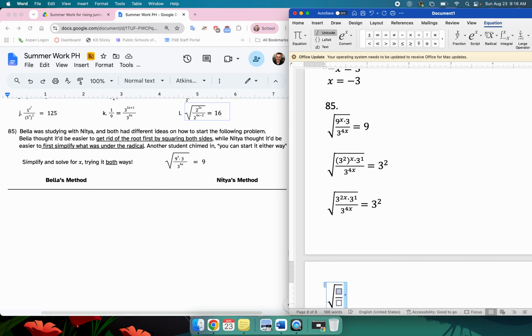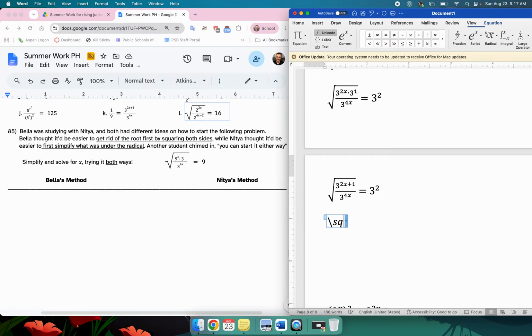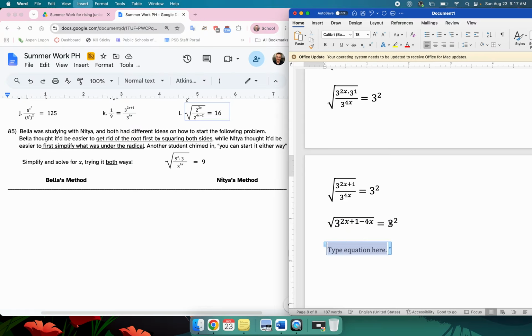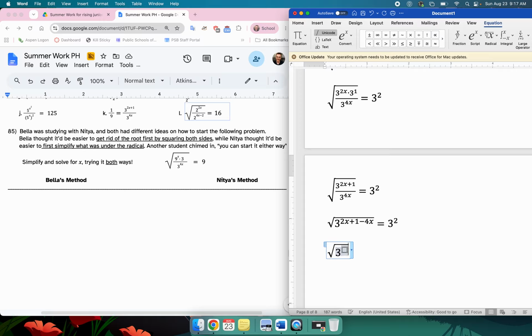And then that's 3 to the power of 2x plus 1 over 3 to the 4x equals 3 squared. And then that's 3 to the power of 2x plus 1 minus 4x equals 3 squared. And then that's 3 to the power of negative 2x plus 1 equals 3 squared. And then that root is the same thing as raising to the power of 1/2.